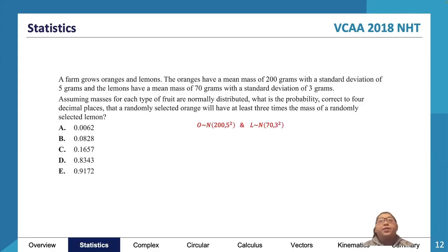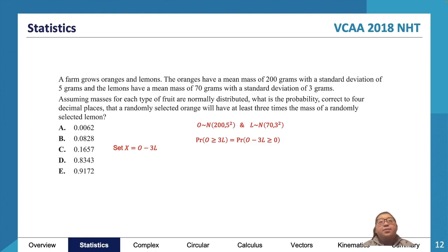So once again, we define our distribution. Orange is normally distributed by 200, 5 squared, which is our standard deviation squared, and lemons are normally distributed by 70, 3 squared. Now we have to consider what's going on. We note that the oranges will have at least 3 times the mass of a randomly selected lemon. So that means we have 3 times the mass of one individual thing. Instead of having L plus L plus L to talk about 3 times the masses, we're going to say that O is going to be bigger than 3L, and we're going to find the probability that O minus 3L is bigger than 0, essentially.